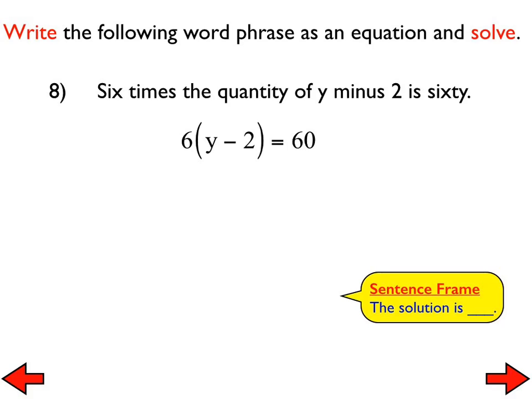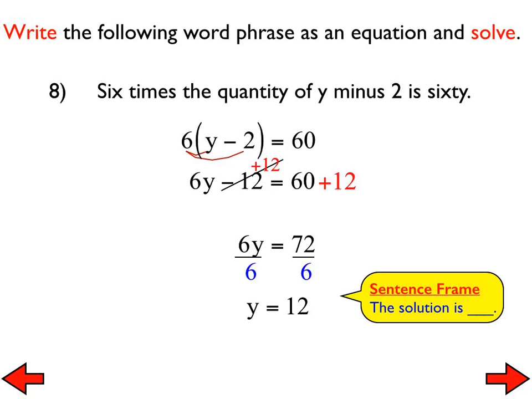Anybody have the solution for me? Go ahead and use the sentence frame, please. The solution to number 8 is y equals 32. Anybody disagree with that? I'm trying to figure out how you would have got 32. I'm not quite sure. Yes? The solution is y equals 12. That sounds better. We use the distributive property. So Ivan, I'm still trying to figure out how you got 32. I'm not quite sure. Add 12 to both sides, divide both sides by 6, and we get a solution of y equals 12.